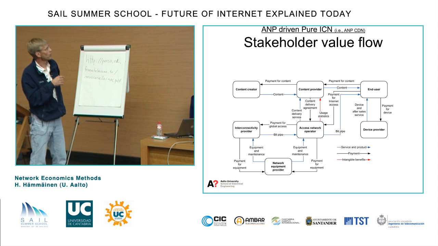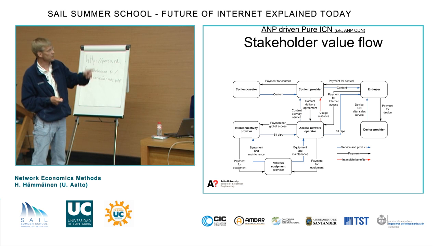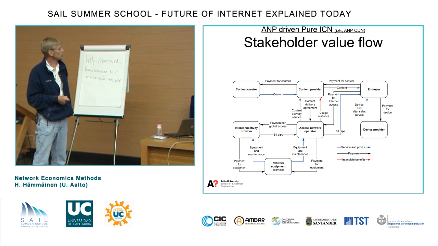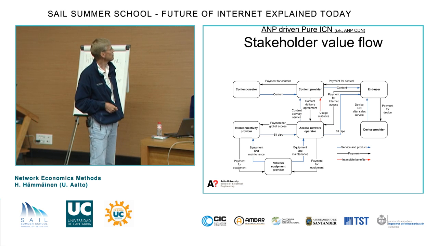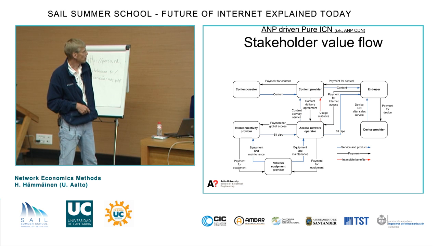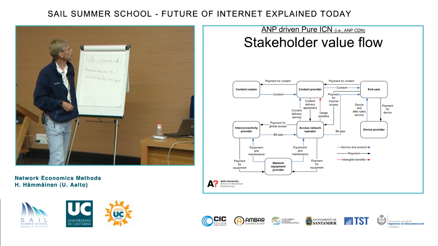And this further describes the same case. So access network provider driven, pure ICN, but this is a dynamic picture. So here you can see that the technical interfaces and business interfaces are opened. Actually, you can see the notation here. The intangible benefits in red are identified separately, and there are payments using black arrows and service and product interactions with blue.